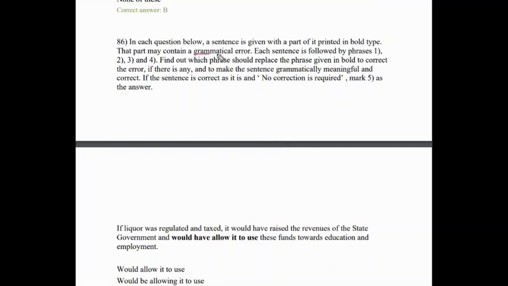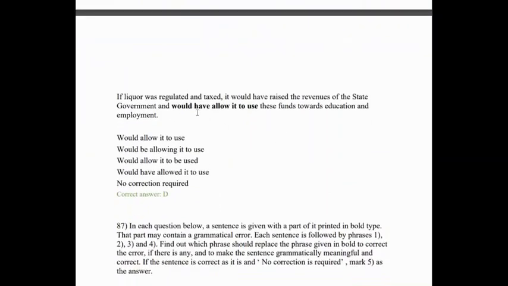So you can see there are grammatical errors. You need to correct those errors that have been provided in the question. So in the first question, it has given, if liquor was regulated and taxed, it would have raised the revenue of the state government and would have allow it to use. See, by reading the statement itself, you can say it should be allowed. Ed should be added to allow to make the sentence meaningful. So this error can be detected easily.